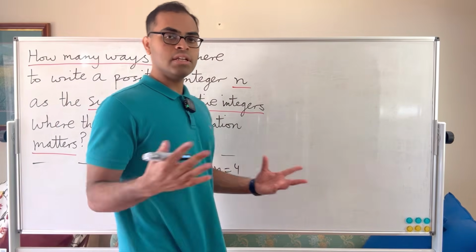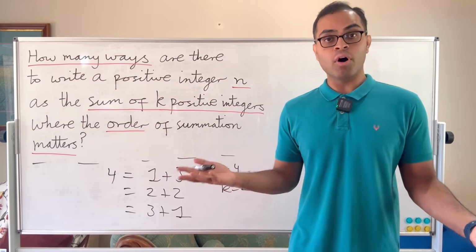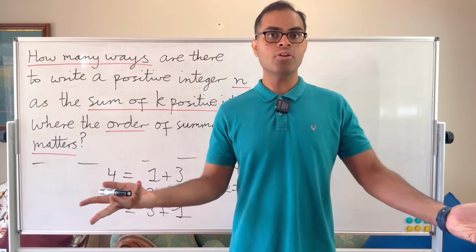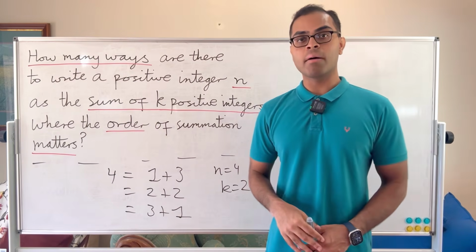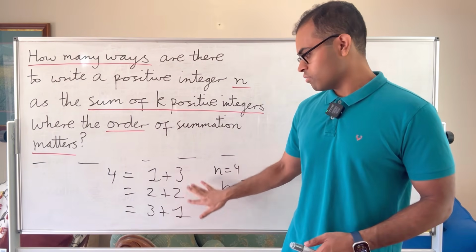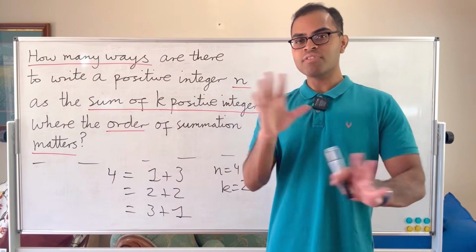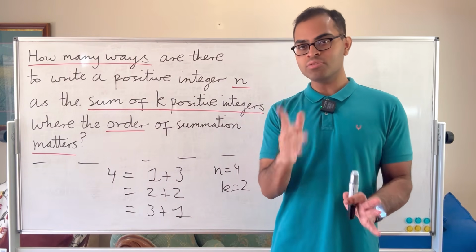Now when the order of summation doesn't matter, it's actually impossible really to give a closed formula. It's not known how to give a closed formula for this number. So the order of summation mattering is very important. In that case, for example, 1 plus 3 and 3 plus 1 are the same. And it's a very beautiful construction in combinatorics that you need to know.